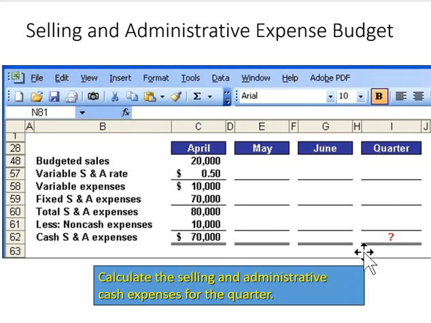So maybe take a couple minutes and see if you can fill out the entire schedule. Again, I'll give you a hint. The budgeted sales for May are $50,000. June will be $30,000. So the total for the quarter is $100,000.